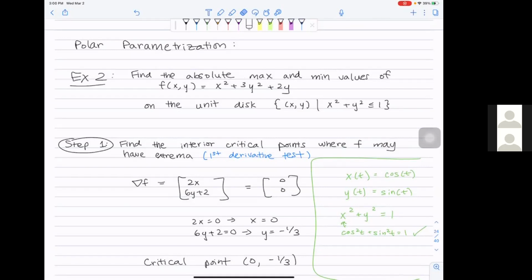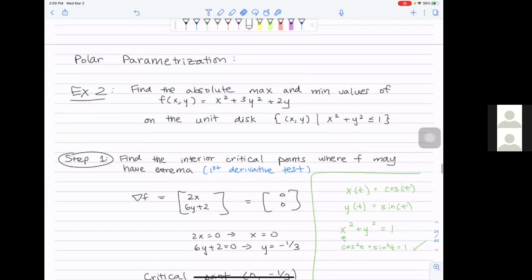Yes, I have a question. When you write on the unit disk and then you use the curly brackets, how do you read that notation? Oh, it's like all points x, y such that this equation holds. So like all points on this circle, basically.